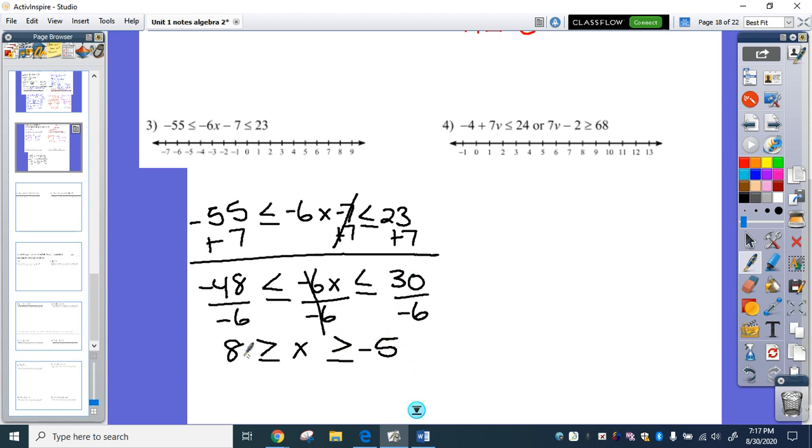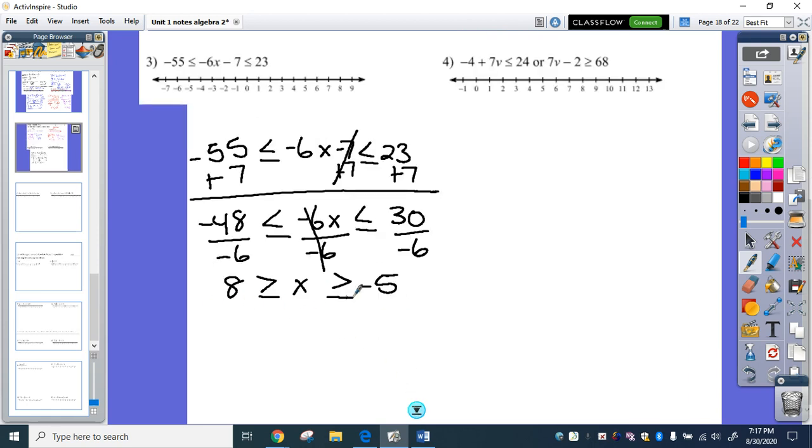Now, if you were going to try to graph this, you'll notice -5 is usually on the left and 8 should be on the right. So I would suggest that you flip this whole inequality around to make it look appropriate to our number line: -5 is less than or equal to x is less than or equal to 8. So when we graph it, -5 gets a closed circle because of the or equal. 8 gets a closed circle. And we shade everything in between.